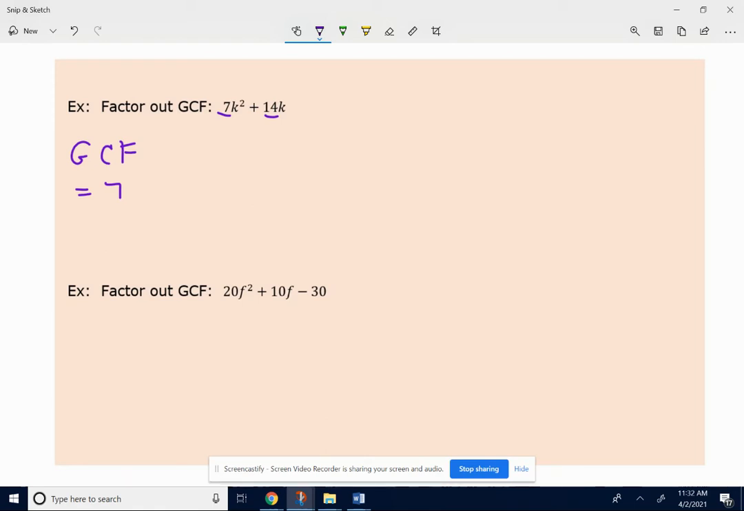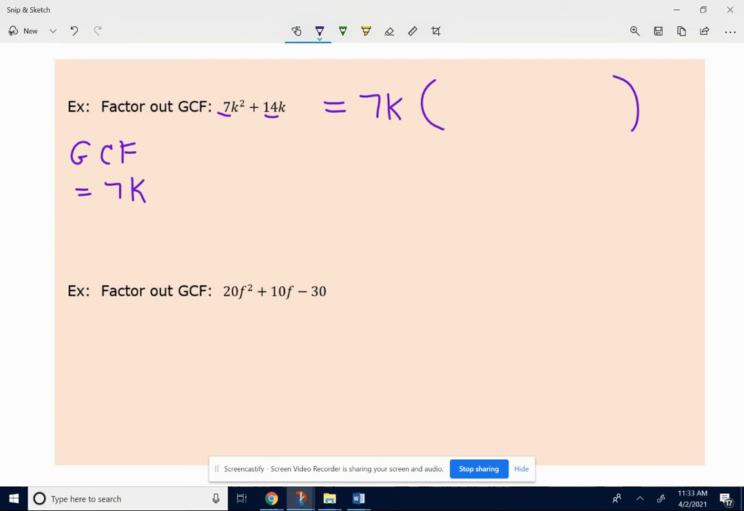Now look for any common variables. If we see a common variable, we take the smallest exponent we see. k is a common variable, so we need to take the smallest exponent that we see with our k's. We have k to the second and k to the first. The smallest exponent would be k to the first. It would look better if I just don't write the first exponent. So 7k is the greatest common factor. So I'm going to rewrite this as 7k times something else. I want to figure out what that something else is.